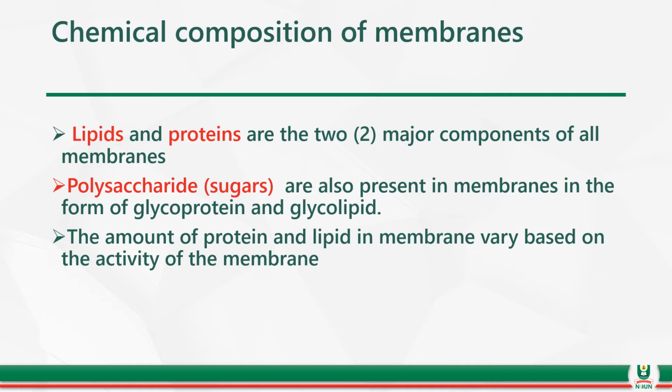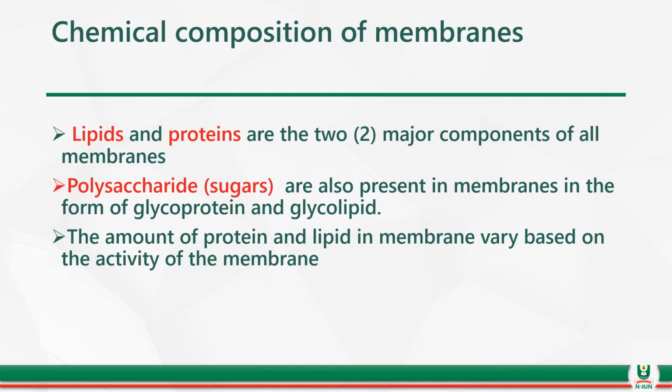Carbohydrates in membranes don't occur on their own. For example, you are not going to see starch on your membrane. They occur attached to something else, either to the protein or the lipids. When carbohydrates are attached to proteins, they are called glycoproteins. When they are attached to lipids, they are called glycolipids. So we have carbohydrates in the form of glycoproteins or glycolipids on the membrane.